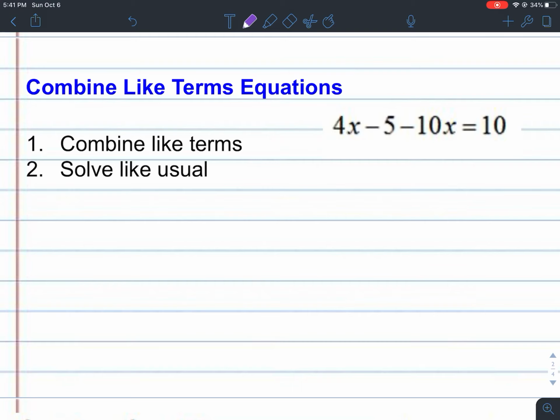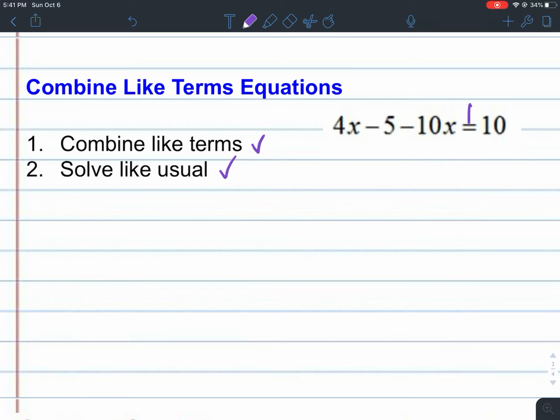So there's two steps really. The first one is you're going to combine like terms. So we're going to put together, just like we did last class, put together our x's, put together our numbers. And after we do that, we're going to solve the equation as usual. So that means we're going to probably add or subtract, then multiply or divide. It's going to look very similar to a two-step equation.